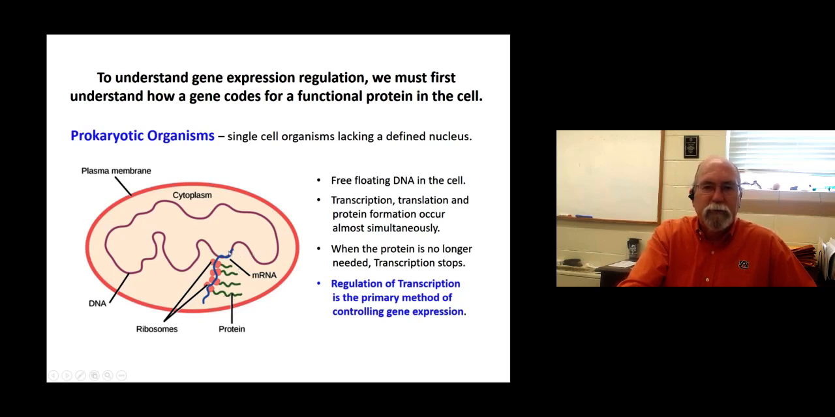So obviously, if you want to regulate production of protein, that's what you're trying to do. The easiest thing to do is regulate it up here at the level of transcription. Just don't let transcription occur, and you won't get the protein made if you want to turn it off. And that's the primary way that we see the process occur in prokaryotes.